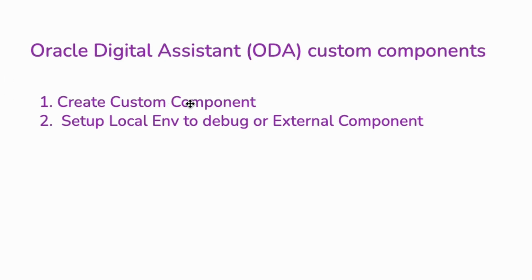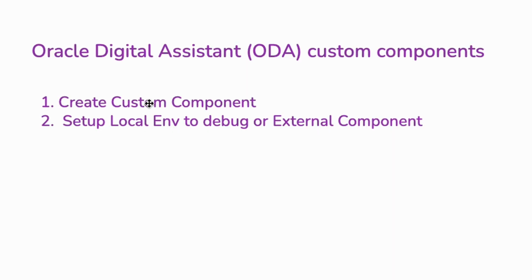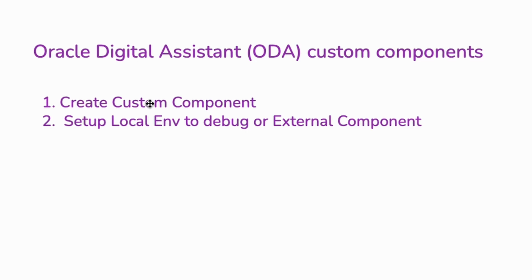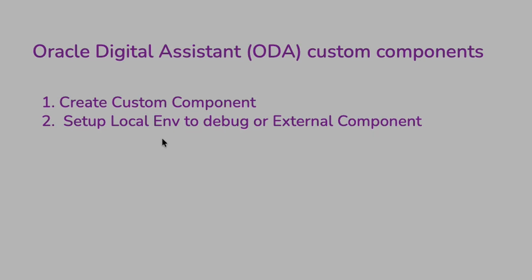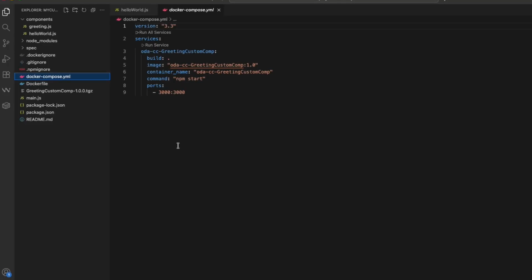So now we have covered creating a custom component. Second is how to set up a local environment to debug while doing implementation. As you know, we are uploading our custom component zip file in ODA, and only then are we able to test. But if we are creating a very complex component, we cannot upload every time in ODA for debugging purposes. So we have to set up our local environment. Let me set up a local environment for the custom component so that we don't need to upload it every time. Now I'm back to the custom component.